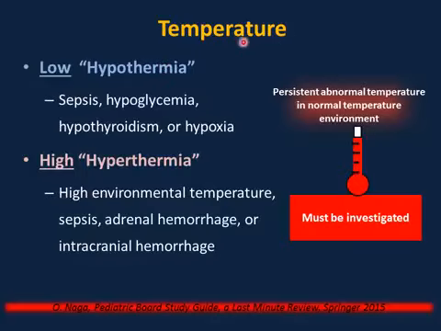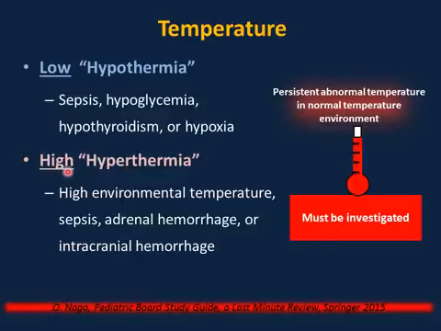Routine measurement of temperature after birth is very important. Persistent abnormal temperature in a normal temperature environment is abnormal and must be investigated. Step number 1, check the environment. If the baby is having hypothermia, warm the baby. Place the baby under a radiant warmer or an incubator. Recheck the temperature again. If the baby continues to have hypothermia, this is serious and has to be investigated. Possibilities are sepsis, hypoglycemia, hypothyroidism, or hypoxia.